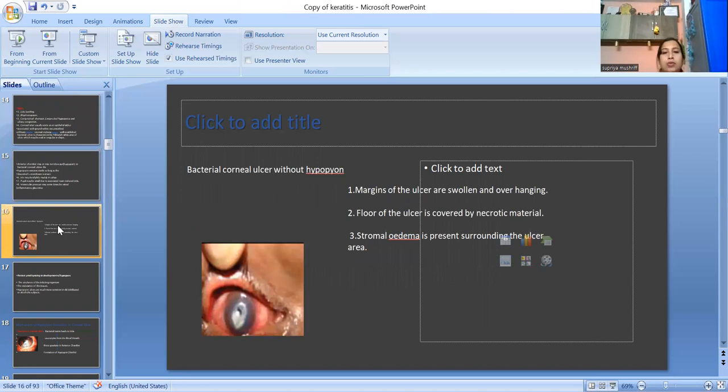Bacterial corneal ulcer without hypopyon: this is a diagram of bacterial corneal ulcer without hypopyon. Here we can see the margins of the ulcer are swollen and overhanging. The floor of the ulcer is covered with necrotic material and stromal edema is present surrounding the ulcer.